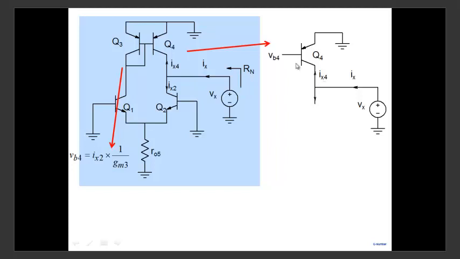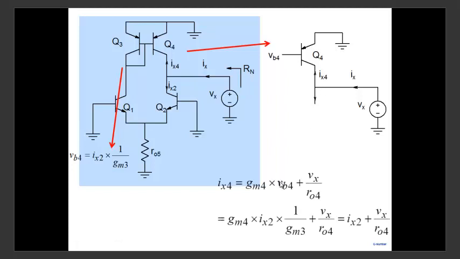How much will be IX4? When you have a transistor with the base connected to some voltage and the emitter at ground, how much current would flow here? IX4 will be equal to GM4 VB4. Can you recognize this term? Whenever you apply a voltage between base and emitter, how much current flows into the collector? GM4 times VB4 plus Vx by R04.